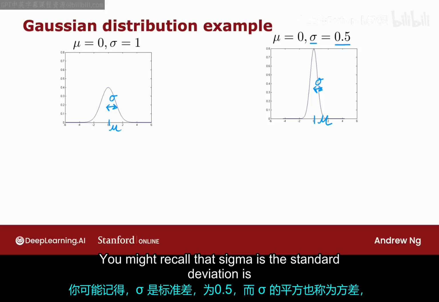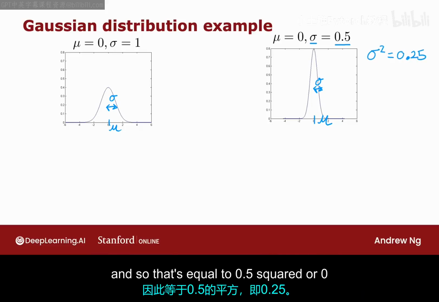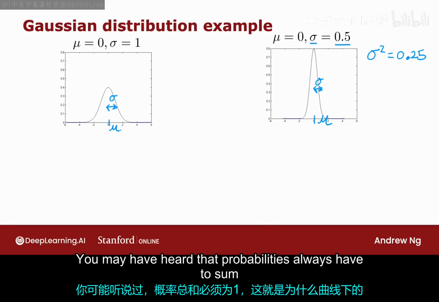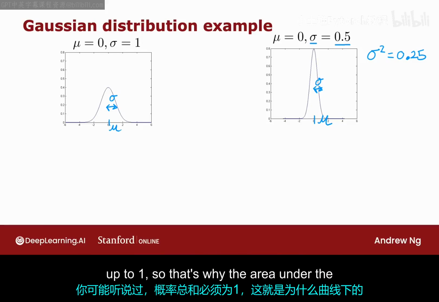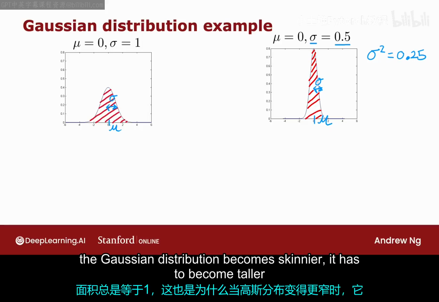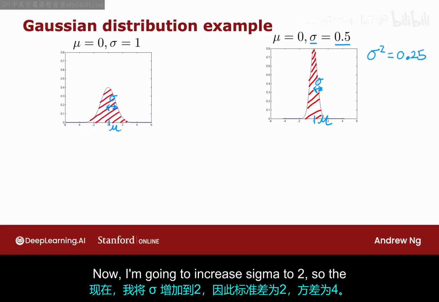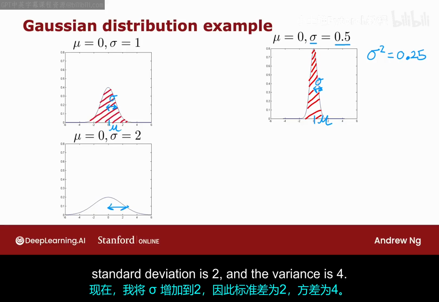And you might recall that sigma is the standard deviation is 0.5, whereas sigma squared is also called the variance, and so that's equal to 0.5 squared or 0.25. You may have heard that probabilities always have to sum up to 1, so that's why the area under the curve is always equal to 1, which is why when the Gaussian distribution becomes skinnier, it has to become taller as well. Let's look at another value of mu and sigma. Now I'm going to increase sigma to 2, so the standard deviation is 2, and the variance is 4.